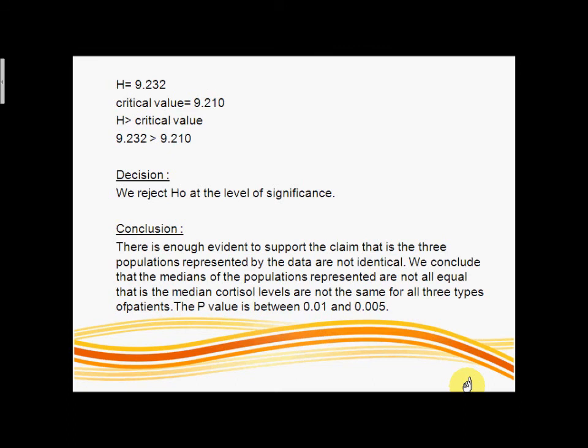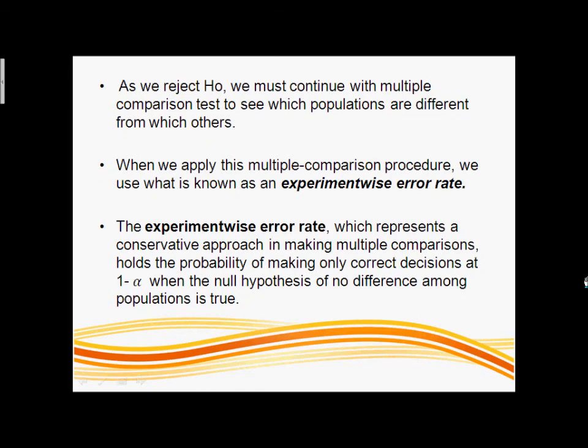As we can see, we reject H null at the level of significance since our test value is greater than our critical value. Hence, there is enough evidence to support the claim that the three populations represented by the data are not identical. Since we reject H null, we must continue with multiple comparison tests to see which populations are different from which others. When we apply this multiple comparison procedure, we use what is known as the experiment-wise error rate.